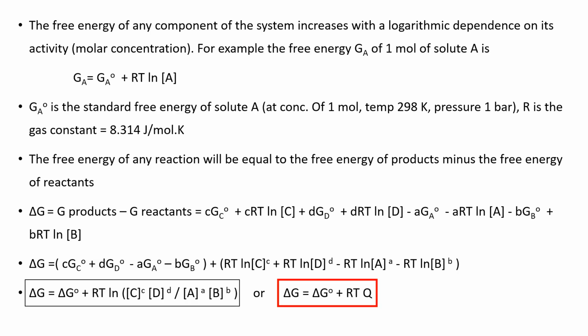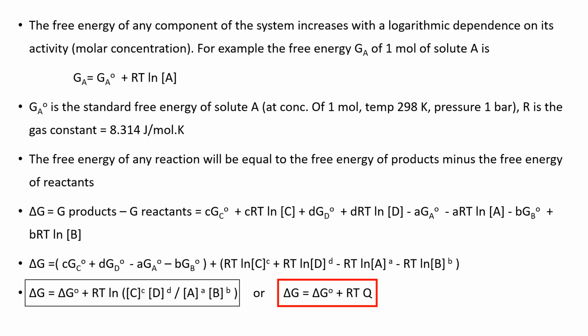The free energy of any component of the system increases with a logarithmic dependence on its activity or its molar concentration. For example, for a solute A at a concentration of 1 mole and at the standard conditions, the G for this solute A will equal the standard G of the solute A plus RT ln the concentration of A. R is the gas constant and T is the temperature in Kelvin. The gas constant equals 8.314 joule per mole Kelvin.